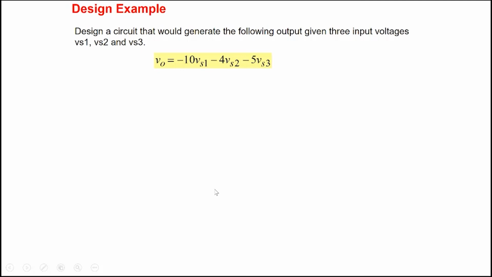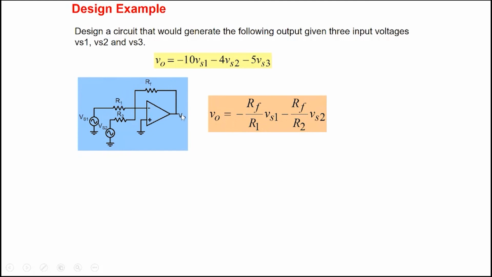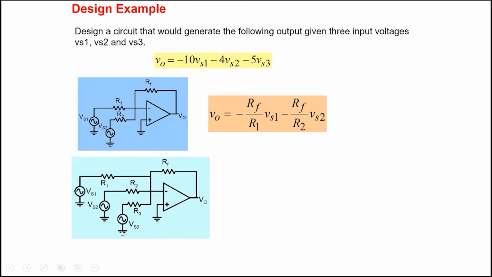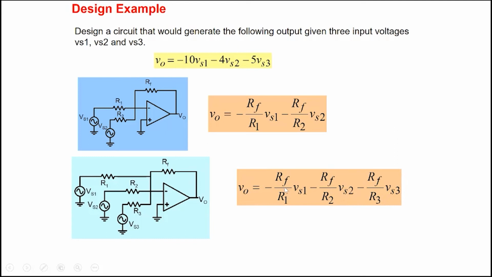All right, so suppose somebody says design a circuit that would generate the following output given 3 input voltages, Vs1, Vs2, Vs3. We want this one here. So we note that this particular circuit was doing the following: V0 is minus RF by R1 Vs1 minus RF by R2 Vs2. And so it's easy to see that maybe we can add a third input here, and then we'll get minus RF by R1 Vs1 minus RF by R2 Vs2 minus RF by R3 Vs3.